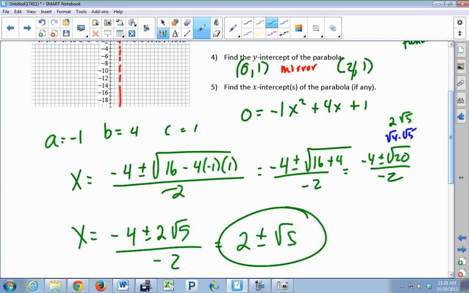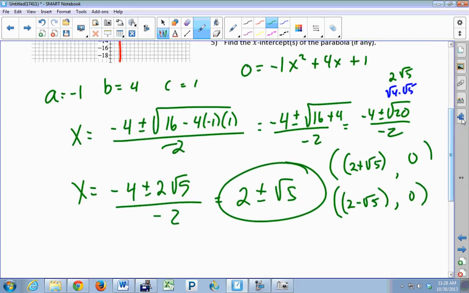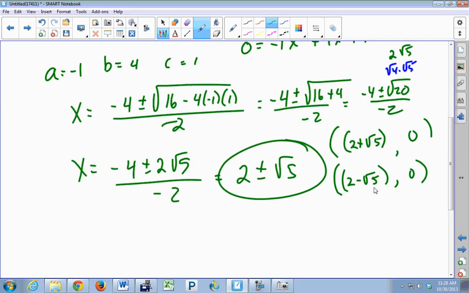So what do your two x-intercepts look like? 2 plus the square root of 5, comma 0. 2 minus the square root of 5, comma 0. Those are them exactly. But guess what? We have to plot them. So we are going to have to get an estimate for these. So let's estimate their values. And in order to do that, we have to take out our calculator, because I don't know 2 plus the square root of 5 off the top of my head. So I pull that out.